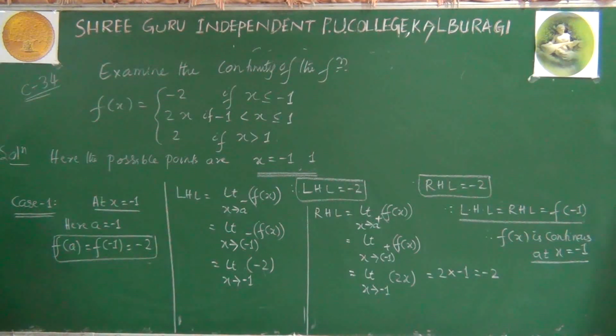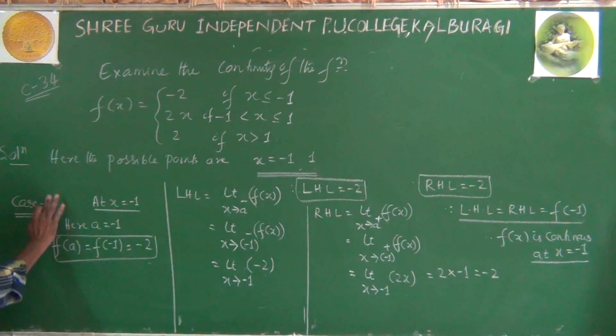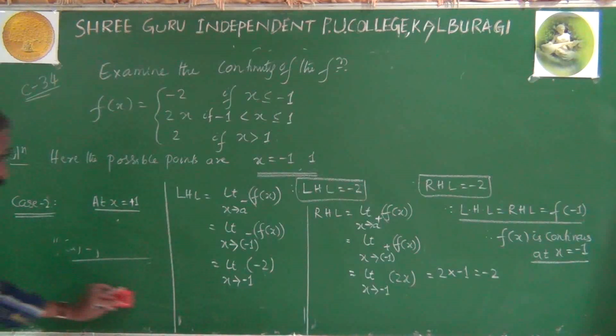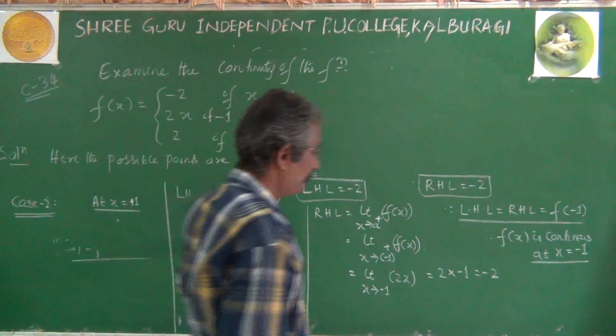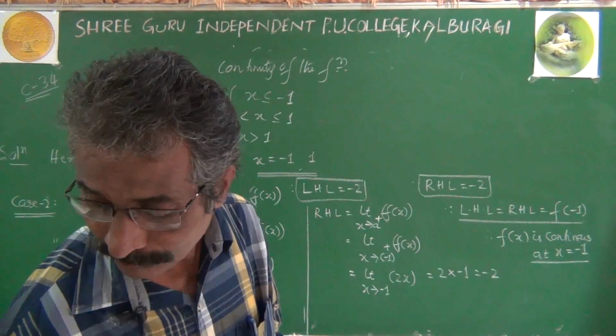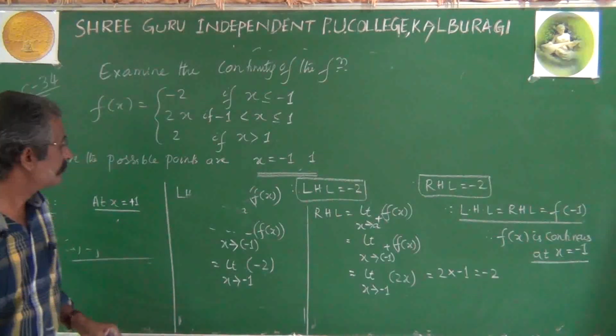Now let's have the second case. Second case means at the second point. Second point is x equal to plus 1. Case 2. At x equal to plus 1. That is the second case. What I am now telling is the second case. In the first case, function is found to be continuous. Let's discuss the second case.